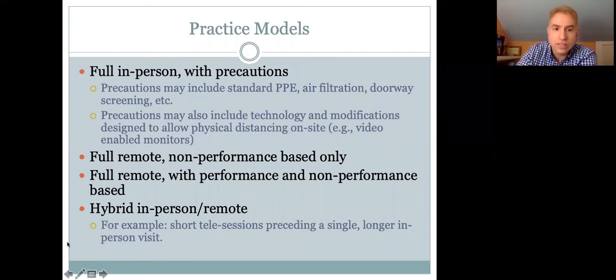Okay, so how is it done? I've done all of these over the course of COVID. So practice models at this point: full in person with precautions. I think this is what a lot of schools are doing. I have done them for some kids. It's sort of doing what we used to do, but doing it carefully. Precautions, PPE, air filtration, doorway screenings, etc.